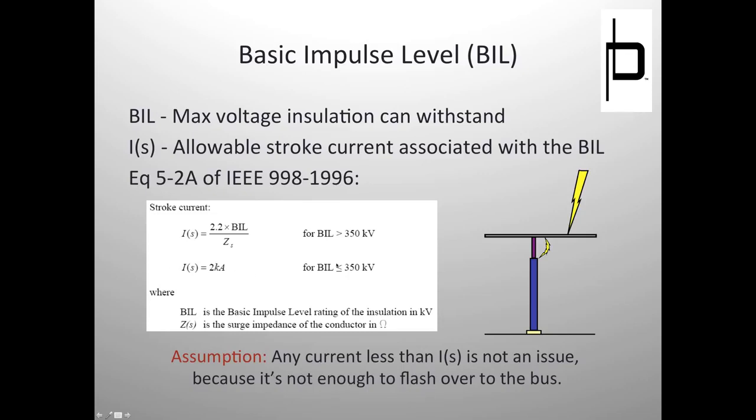Now, and real quick here, for stroke currents for BILs less than 350, we typically just set the stroke current to 2 kA. The reason we do that is 2 kA is a very, very small stroke current. It represents less than a 10th% of all lightning strikes. But once you get too small, it's impractical to do. But we'll get more into that. The key takeaway from here is any stroke current less than IS, the IS associated with your BIL, is not an issue. It's not enough to cause flashover of that insulator.